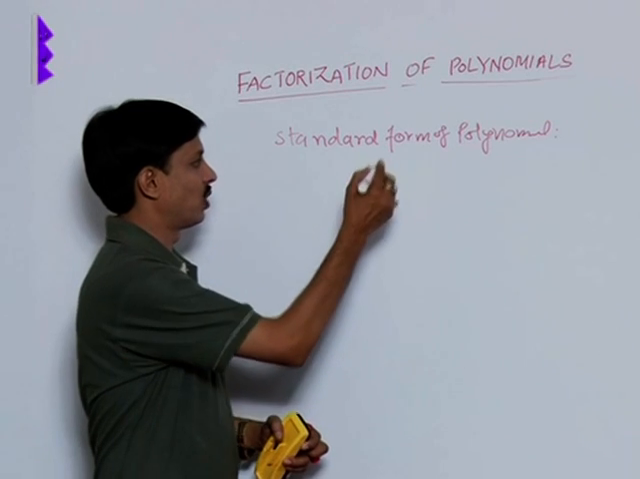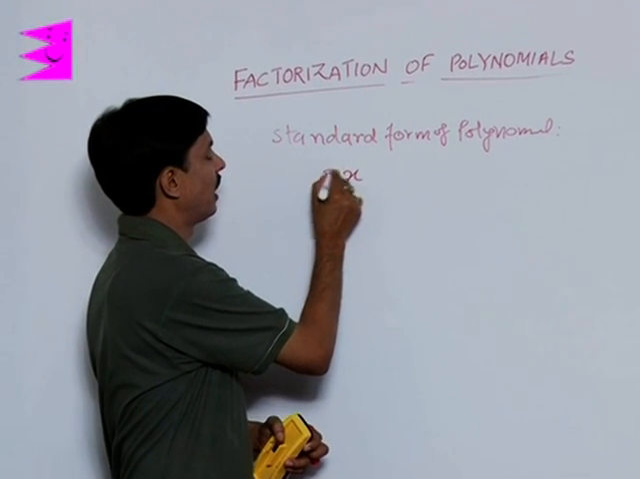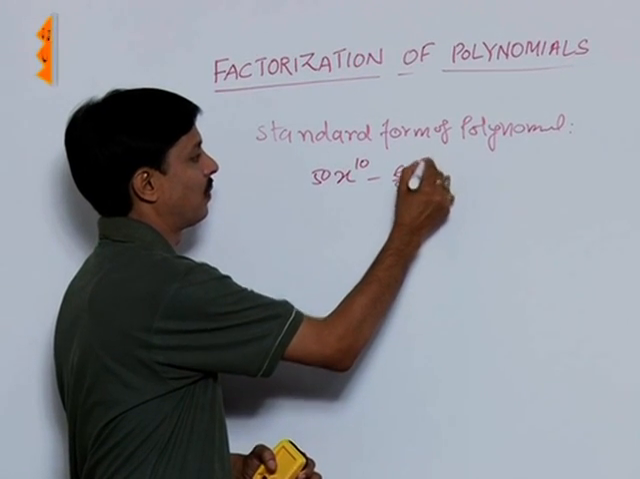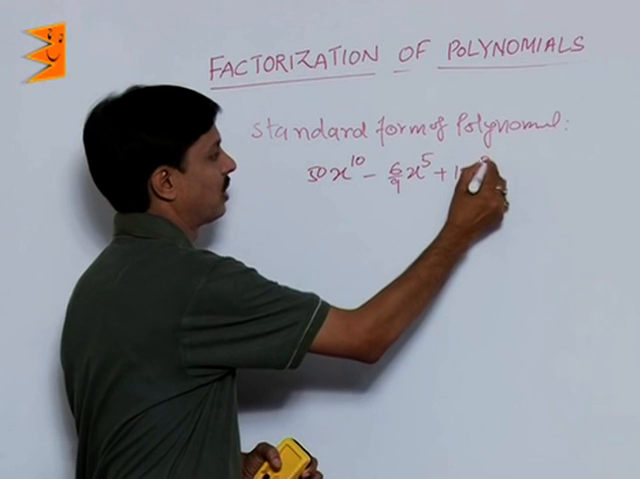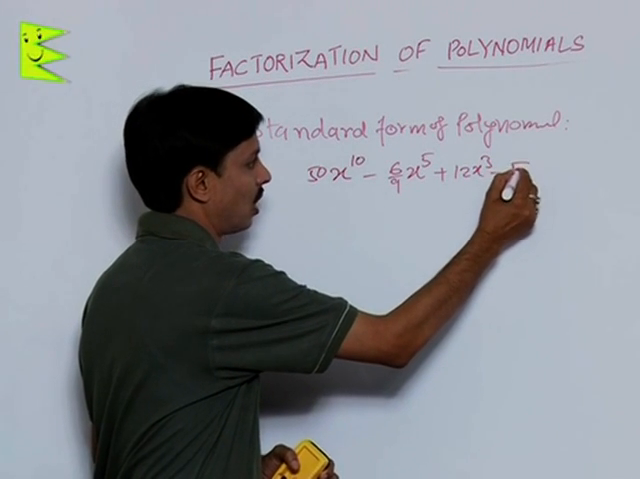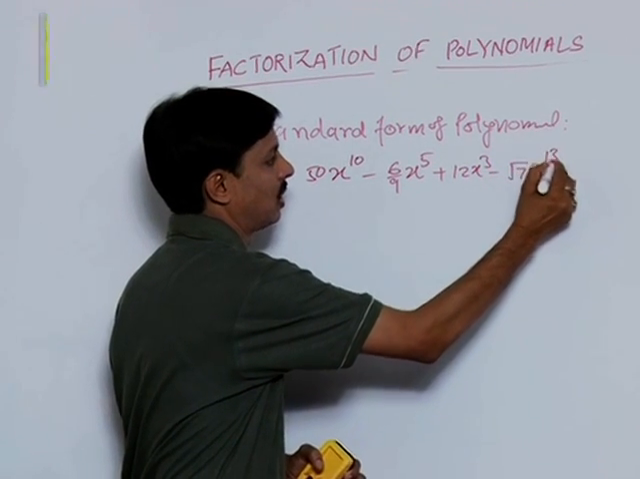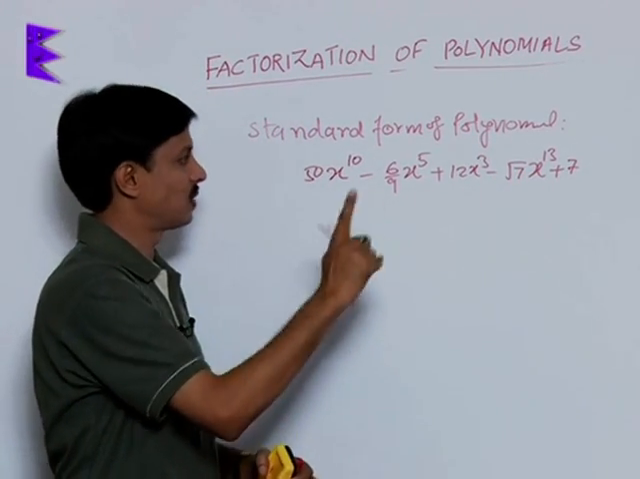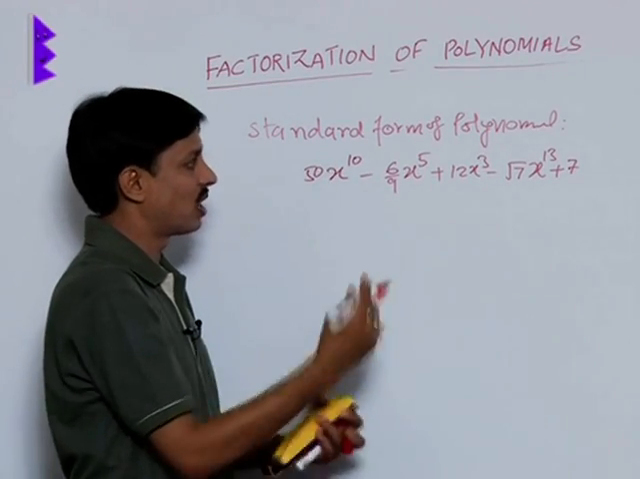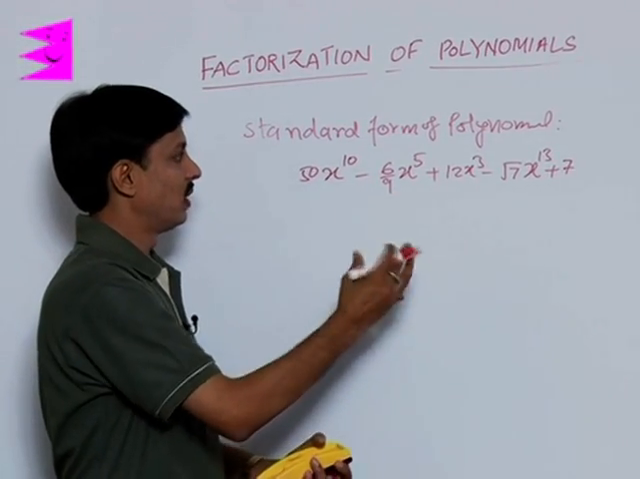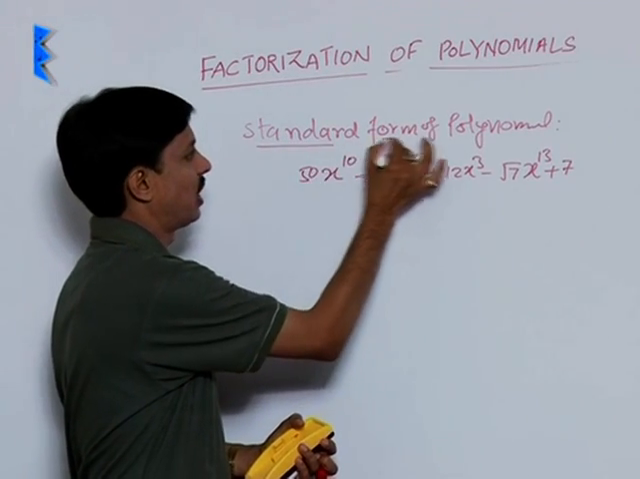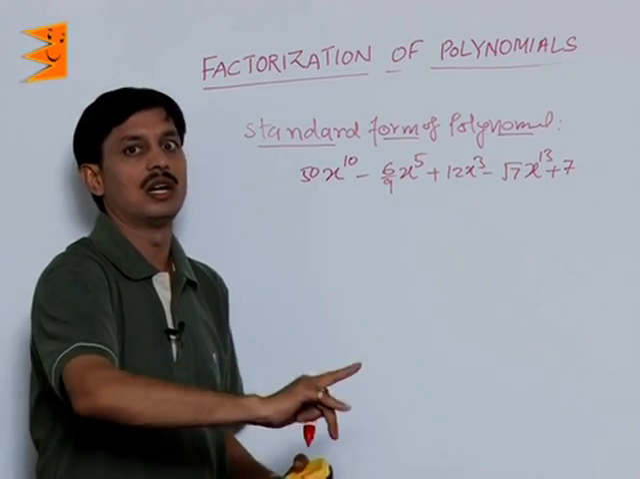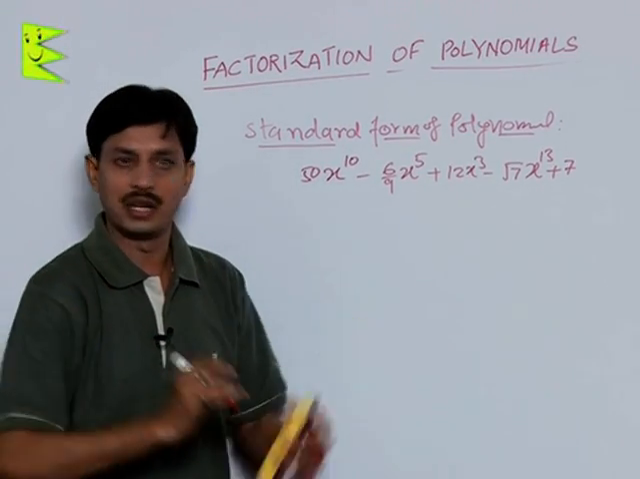Suppose there is a question: 50x raised to the power 10 minus 6 by 9 x raised to the power 5 plus 12x cube minus root of 7x raised to the power 13 plus 7. This is a polynomial, as it satisfies all the conditions. Now I want to ask you how to arrange it, that is, how to convert it into the standard form. Standard form means you write the terms either in increasing powers or in decreasing powers.